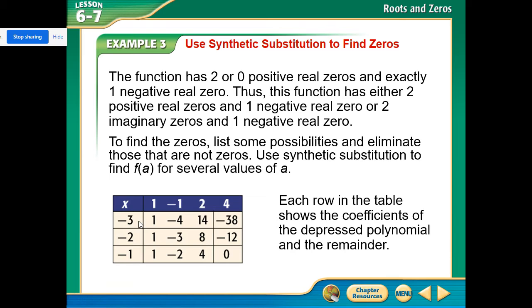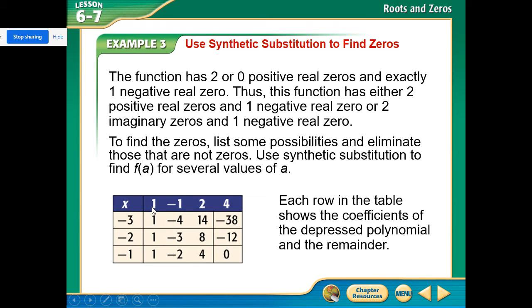Now I need to try a value. I'm going to try some negatives because I know there's going to be a negative root somewhere. There's either 2 or 0 positive. So if I start looking at positive numbers, I may find one, I may not. So I'm not going on a wild goose chase. I'm going to start with the one that I know is negative. So I go to -3.